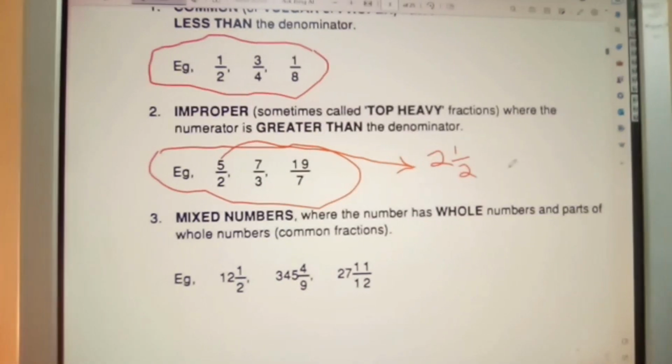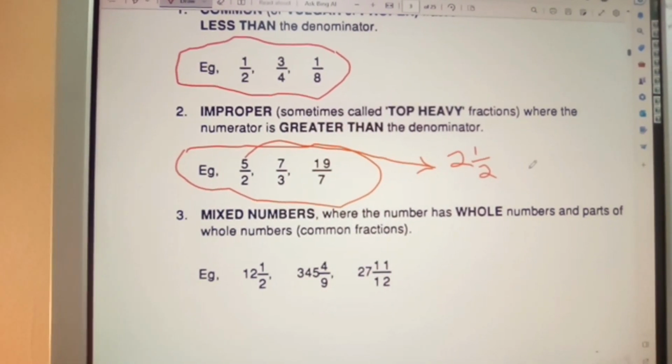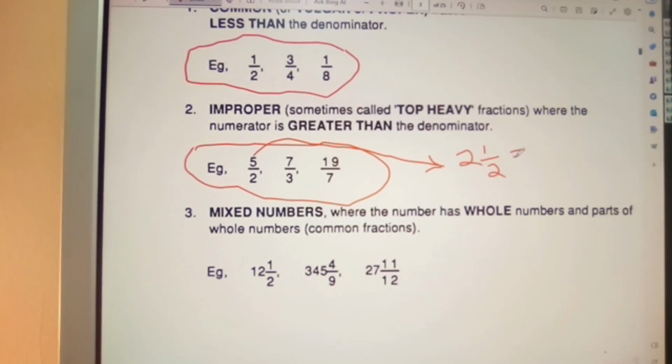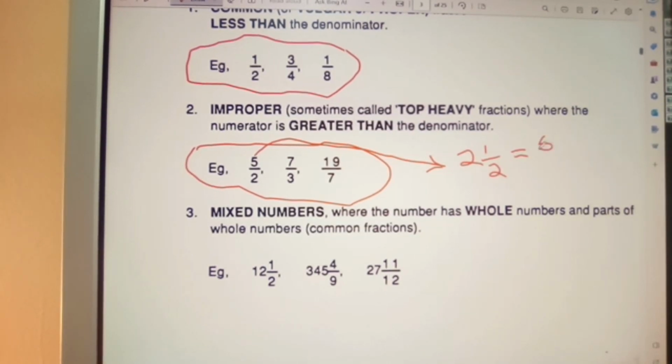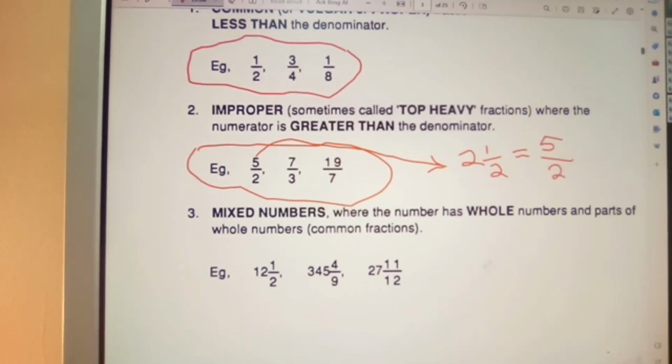Yes? Okay. Why? Because the whole is 2, and 2 times 2 would be 4, plus 1 would be 5. So it would be 5 over 2. That would then come out to 2 times 2, 4, plus 1 equals 5, and that is equal to 5/2. Okay?